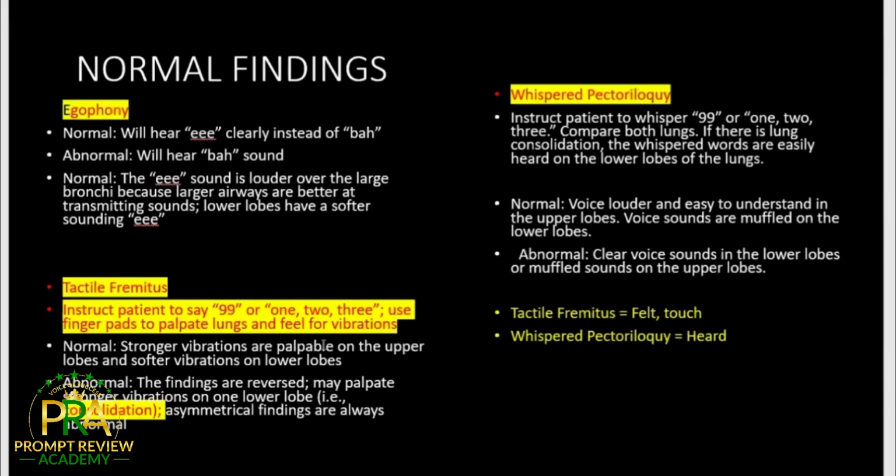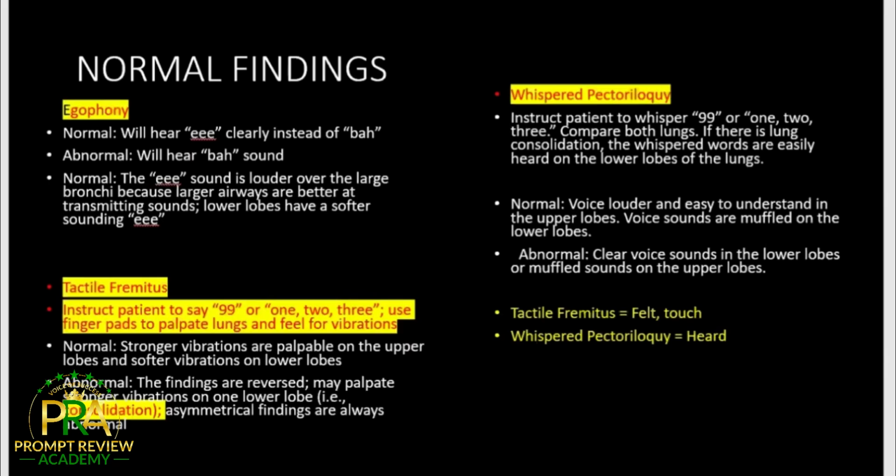Then tactile fremitus is tactile touch. You are feeling it. When you touch their back, when they are saying 99, 99, you will feel the vibration. That is tactile fremitus. But whispered pectoriloquy is where you tell the patient to whisper. So those are the two ways to remember tactile and whispered. Whispered has to do with what you hear. When you tell the patient to whisper 99, and the person has a problem like COPD or pneumonia, it is going to sound muffled. That is the abnormal finding.